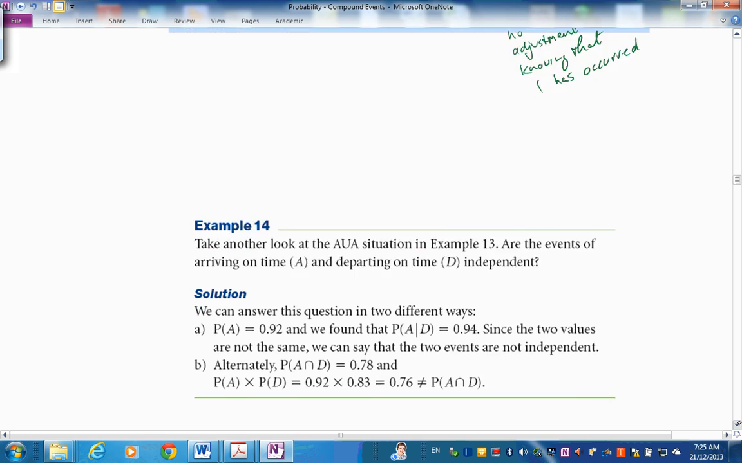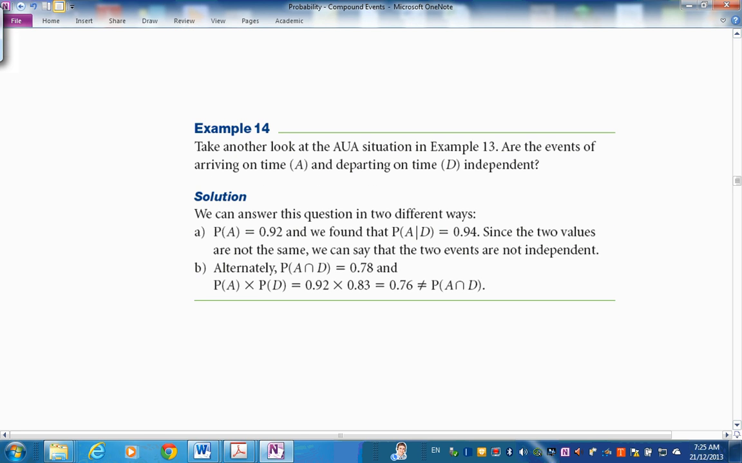Alright, so we need to test for independence sometimes. The IB like that sort of question. Take another look at the plane situation. Are the events of arriving on time and departing on time independent? Well, let's have a look and answer it in two different ways. First way, the probability of arriving on time is 0.92, and we found that the probability of arriving on time given that it departed on time is 0.94. Since they're not the same, when you adjusted knowing that it departed on time, you got a different answer. So they are not independent.